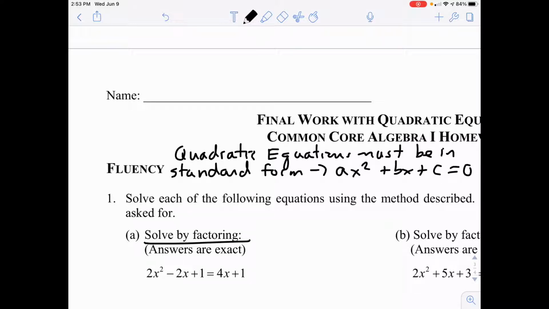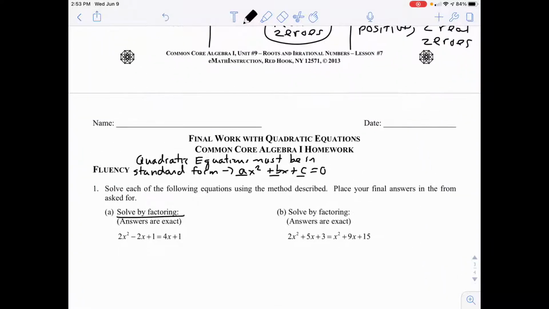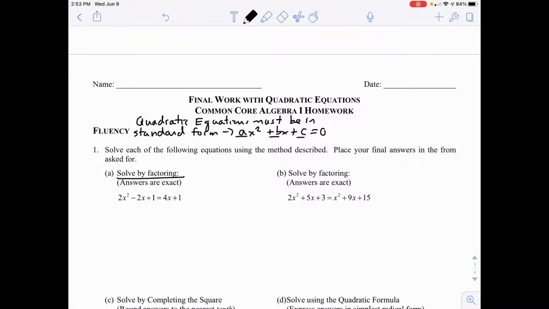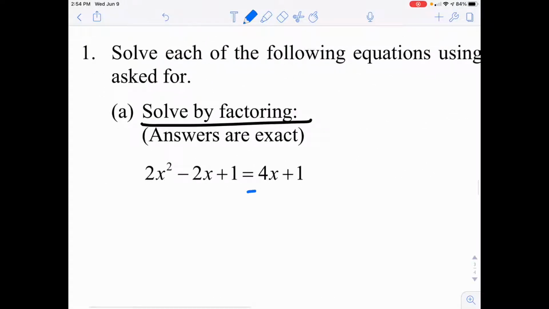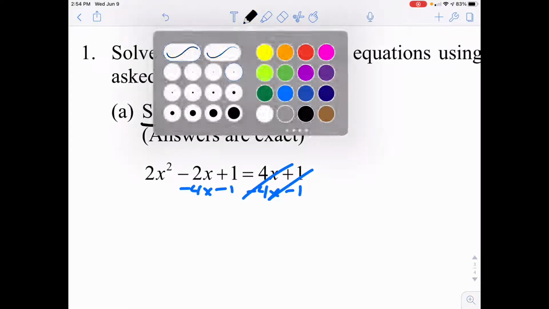You have to be able to identify a, b, and c for completing the square methods and quadratic formula. And factoring, really. You have to identify it all the time. First things first, let's get these numbers in proper form. So for part A and B, I'm actually going to start this by putting these in proper form. So to do that, I'm going to be subtracting 4x and subtracting 1, and that leaves 0 over on the right-hand side of the equation.